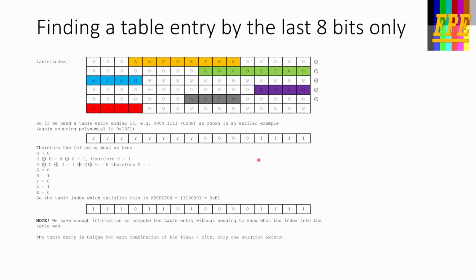For this particular entry, you can determine that the index that satisfies this condition of these last 8 bits, in this case, is 11100001, or 0xE1 hexadecimal. And of course, once you know that, you also know the first 8 bits. And of course, this also, as I alluded to just a few seconds ago, knowing the last 8 bits, there's only one solution for the first 8 bits for the particular polynomial I'm talking about here.